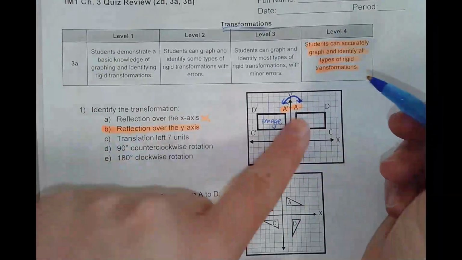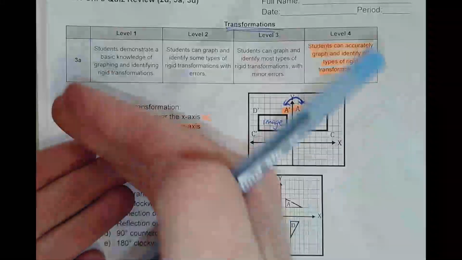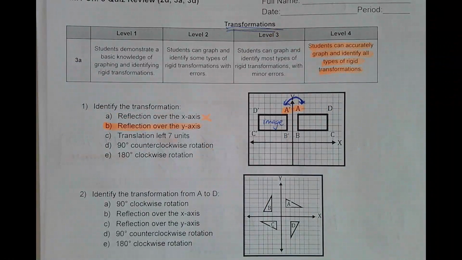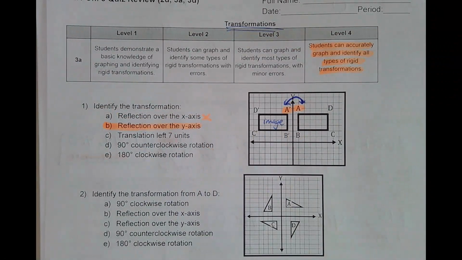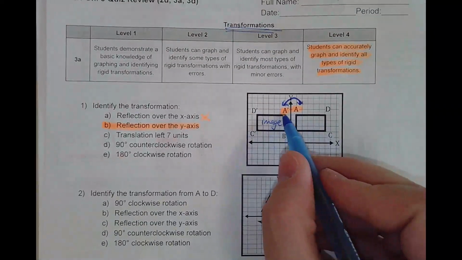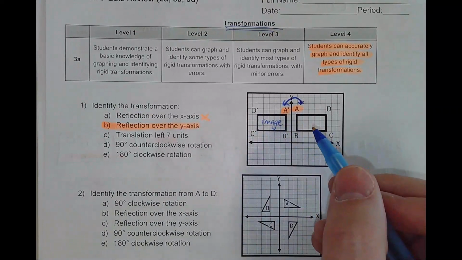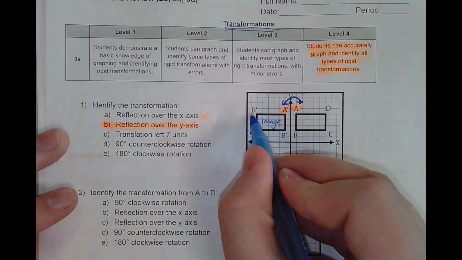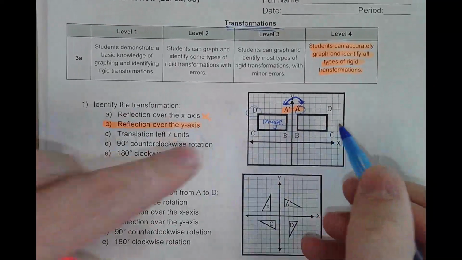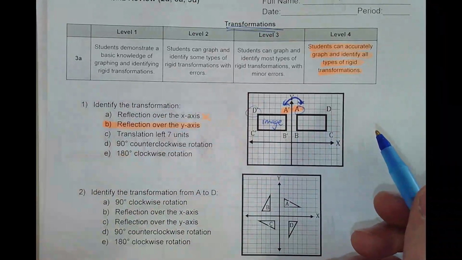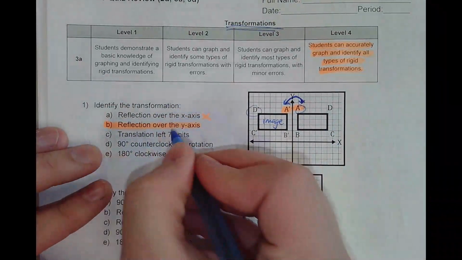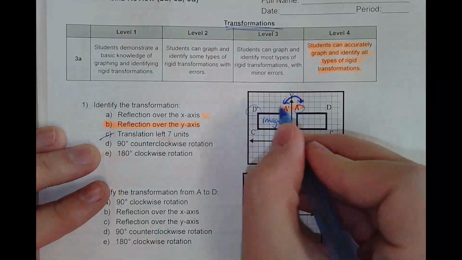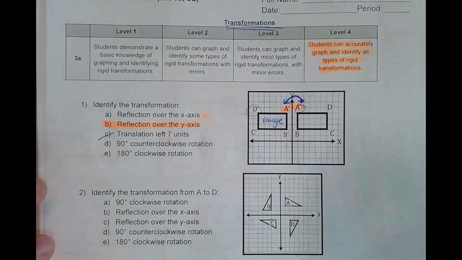So A becomes A prime means it's going to be flipped over. So A would be right there. If this was D and D prime, then it would be moved left. But in this case, look at the letters. The letters show us that it's been actually reflected.